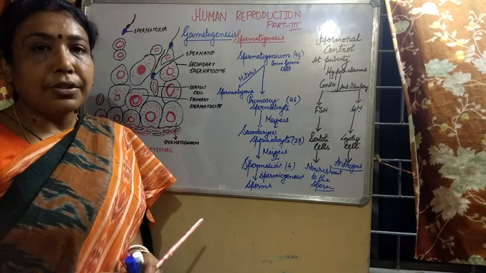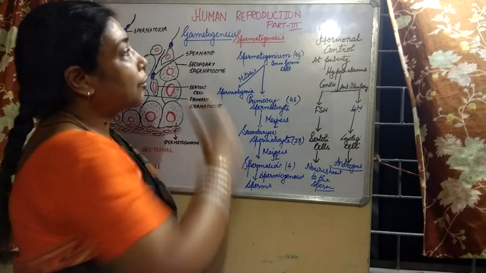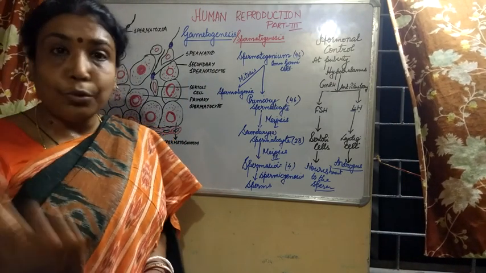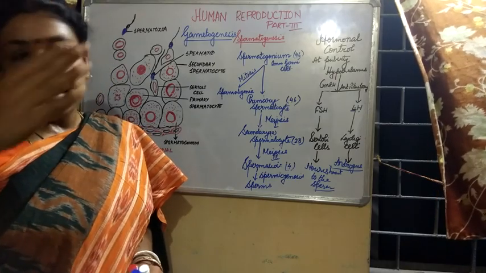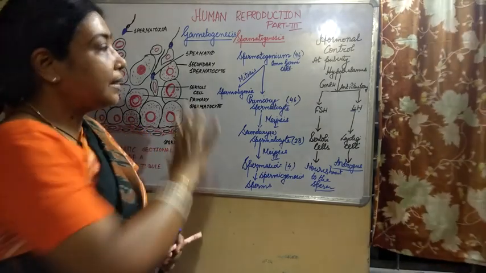So that's all for today, children. In the next class, part 4, we will most probably be taking up oogenesis, and the structure of the ovary and all, the sectional view of the ovary.